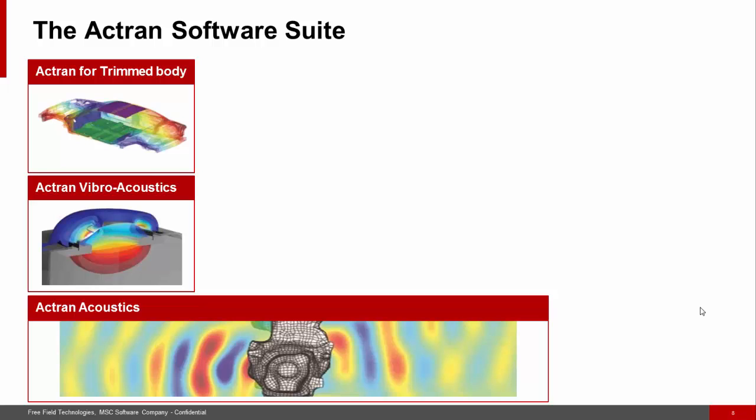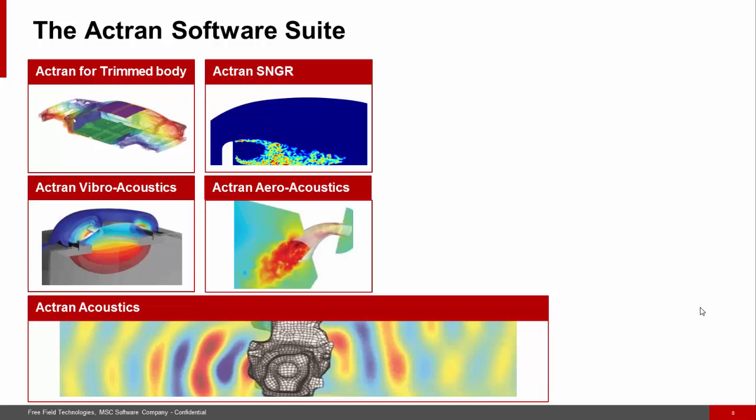Then we have two other modules dedicated to the computation of the noise generated from turbulent flows. The first module is Actran Air Acoustic, which requires as input unsteady CFD. The second module is Actran SNGR, which requires as input steady CFD results compared to the former module. Actran SNGR provides approximated but faster analysis, as the input data have limited information from an acoustic perspective.